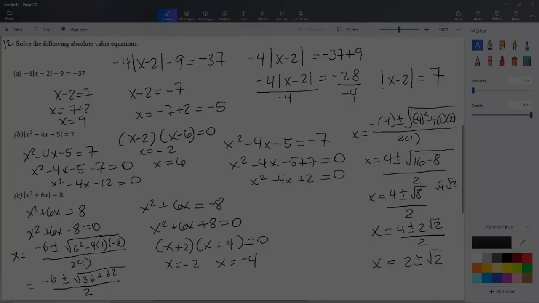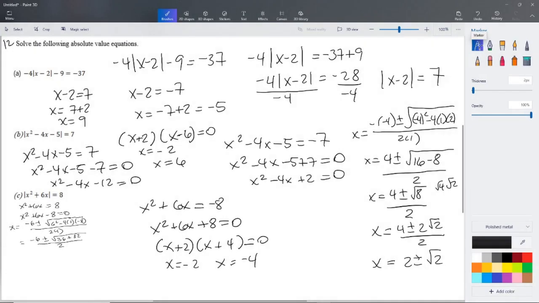Thanks to the power of Microsoft Paint, let me shrink this down so we have just a little bit more room to work. All right, we've shrunk that down. We've got a little bit more room to finish this one off now, which is going to tell us that this is equal to -6 plus or minus the square root of 68 all over 2.